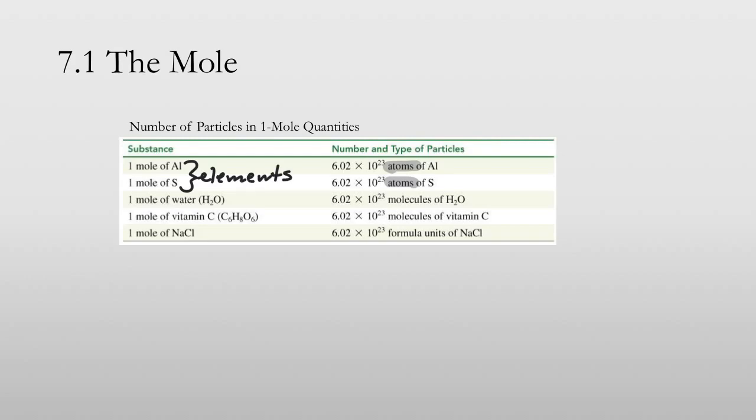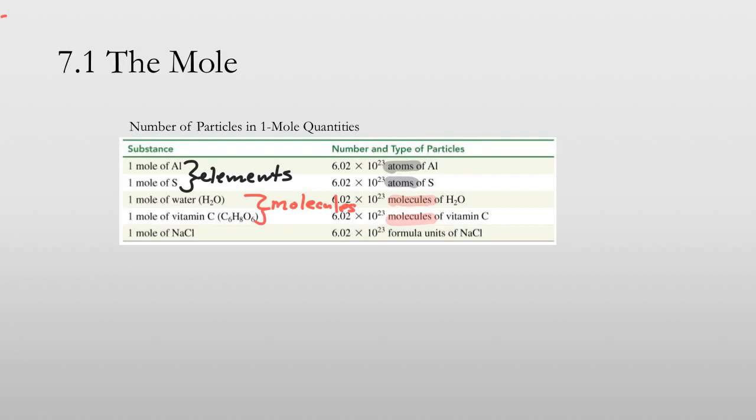Then we have a mole of water, H2O, has 6.022 times 10 to the 23rd molecules of water. We have vitamin C is going to have 6.022 times 10 to the 23rd molecules of vitamin C. And we have those being used because these are both molecules. They're not elements, so we don't use atoms.